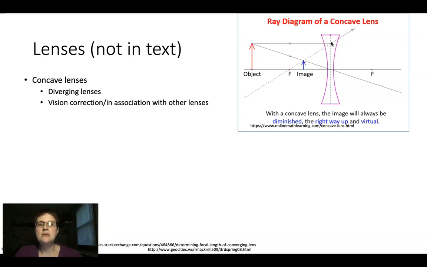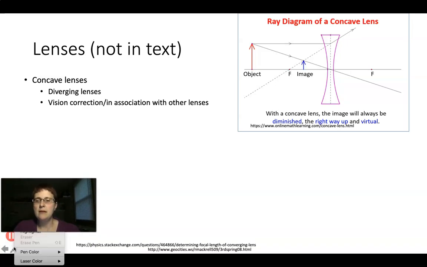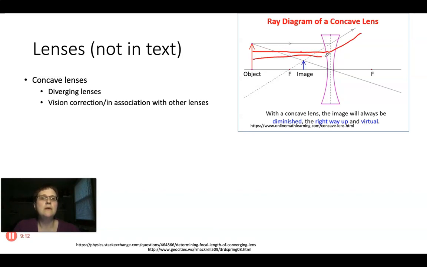And so the reason why this is called, let me grab my pen here, a divergent lens, is if we get a bunch of these going into the lens, they're all going to diverge or spread away from each other. They don't come to a focus point on the other side of the concave lens here.